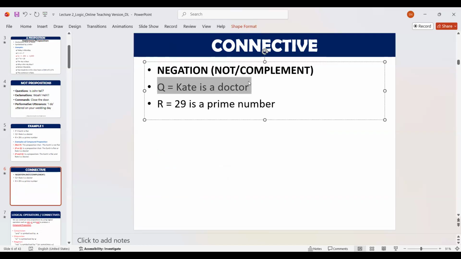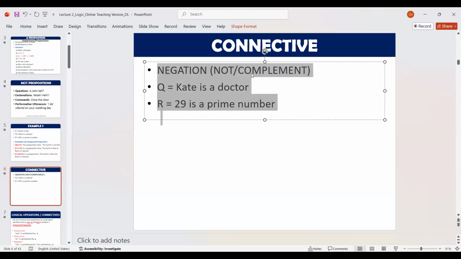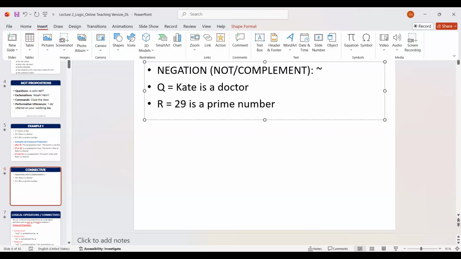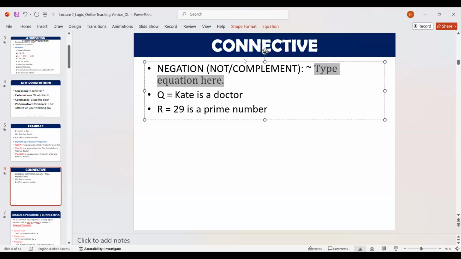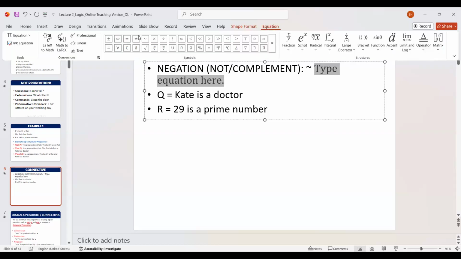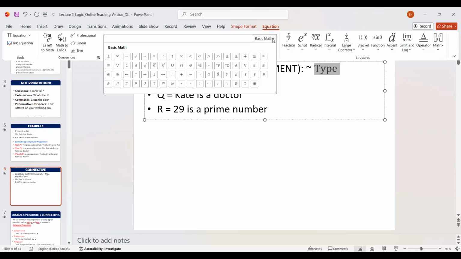Now, the second one is the connective. Now, I need to be giving you the symbols. Let me just write. The symbol for negation is on the calculator. I can only use this, but if I use the equation editor, let me show you. If I use the equation editor, there are other ways of representing negation. So negation can be represented as the symbol you see here. Wow, where are my symbols? Okay, I have to pick it from operators.